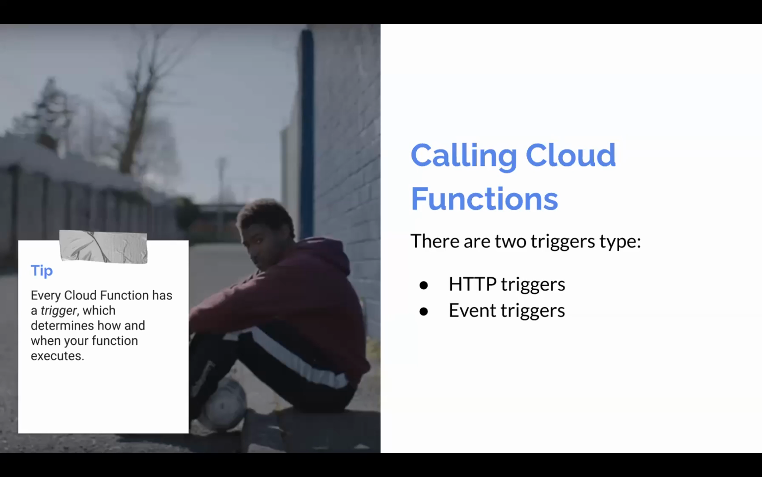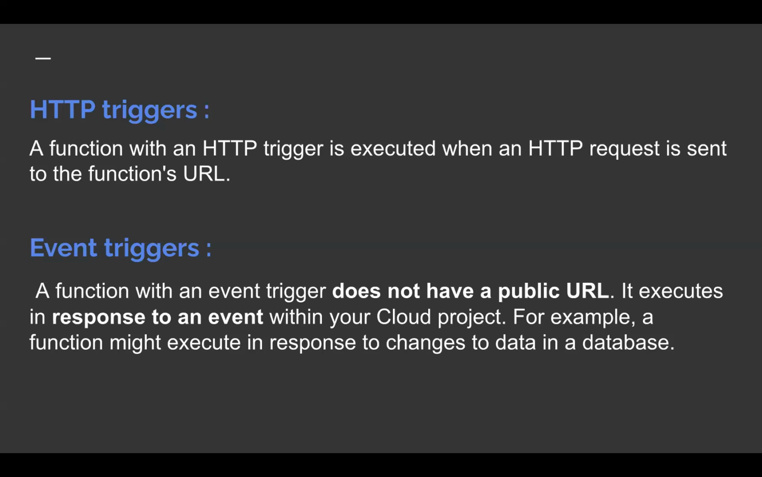Next, calling a cloud function. How can we call a cloud function? There are two triggers. The first one is the HTTP trigger, and the second one is the event trigger. So we can call a cloud function from HTTP, and also from the events happening inside the cloud platform. Every cloud function has a trigger which determines how and when your function executes.